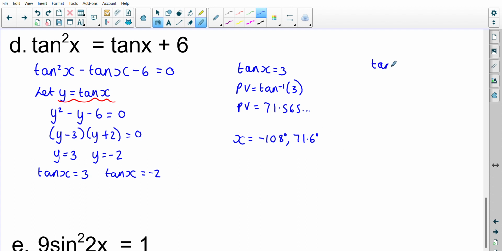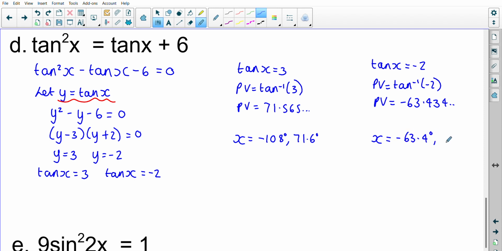For the other one, the principal value is going to be minus 63.434. So I can't take off 180, I'll be out of range, but I can add on 180. So I'll write this one first, and then when I add 180, I get 117. So I've got 4 solutions in total.